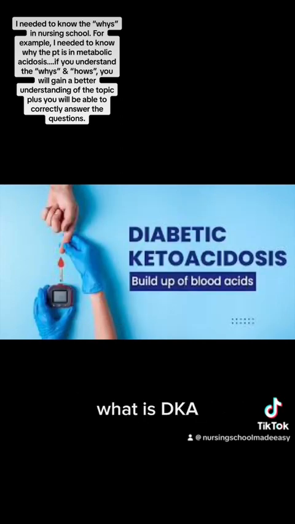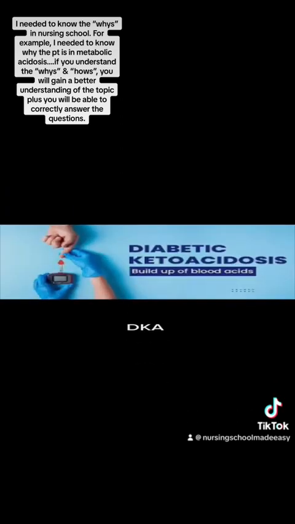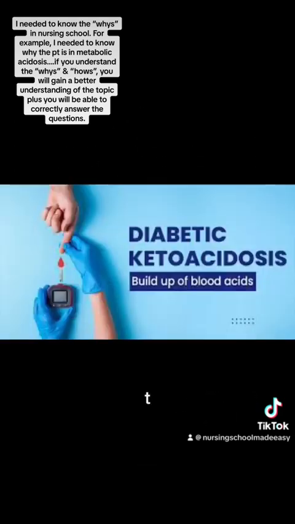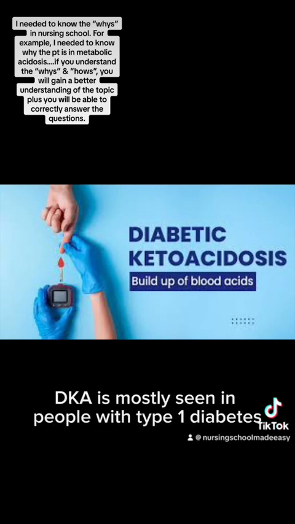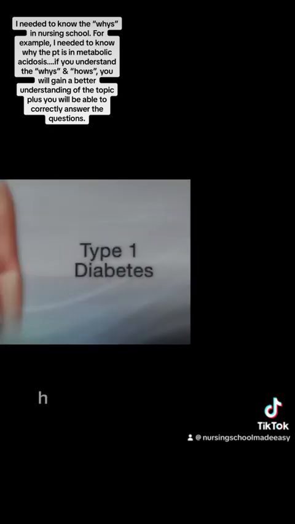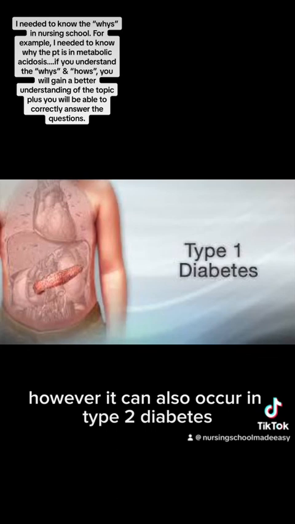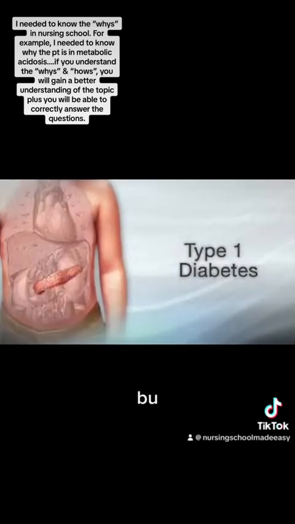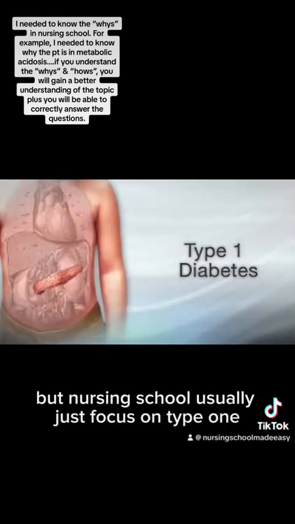What is DKA? DKA is caused by extreme deficiency of insulin. This results in high blood sugar. DKA is mostly seen in people with type 1 diabetes. However, it can also occur in type 2 diabetes. But nursing school usually just focuses on type 1.